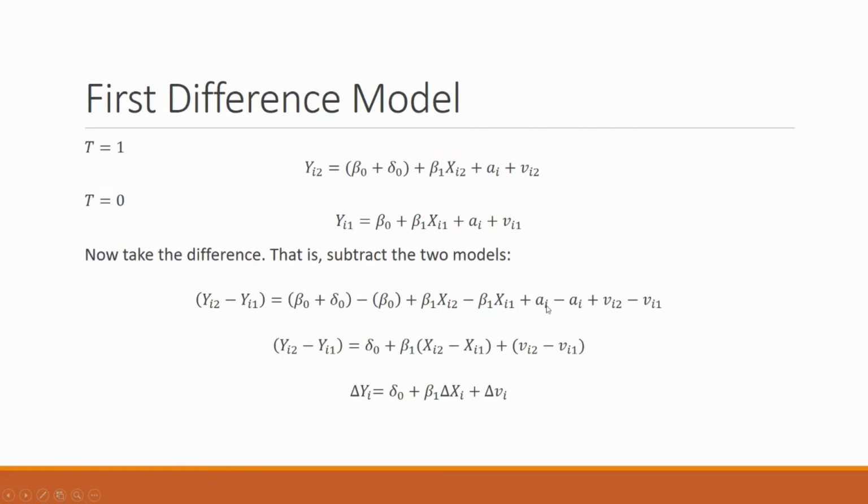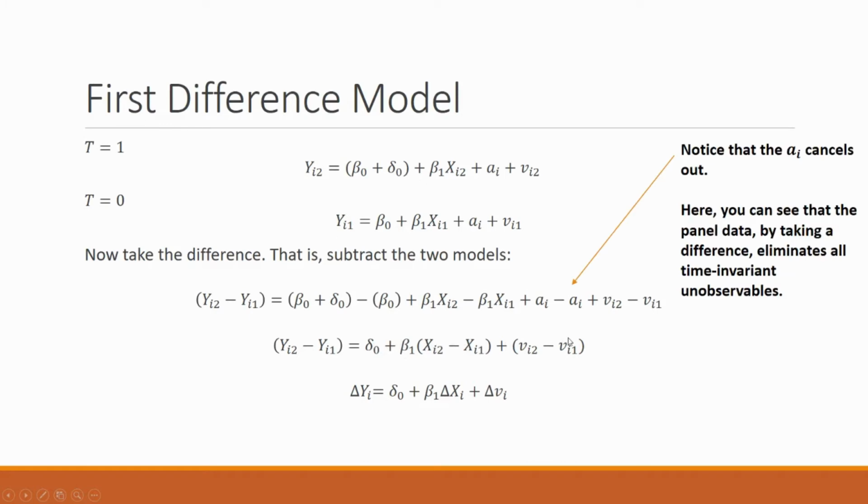All right, so reiterating here, and now simplifying, we see that the beta zeros cancel out. We see that the alpha i's cancel out, and we can also pull out this beta 1. So now we have yi2 minus yi1 equals delta 0 plus beta 1 times the difference in the x's plus the difference in the error terms. Now notice that ai cancels out. All right, so here's the big thing. When we do the first difference model and we subtract, all this information across time, the ai term cancels out.